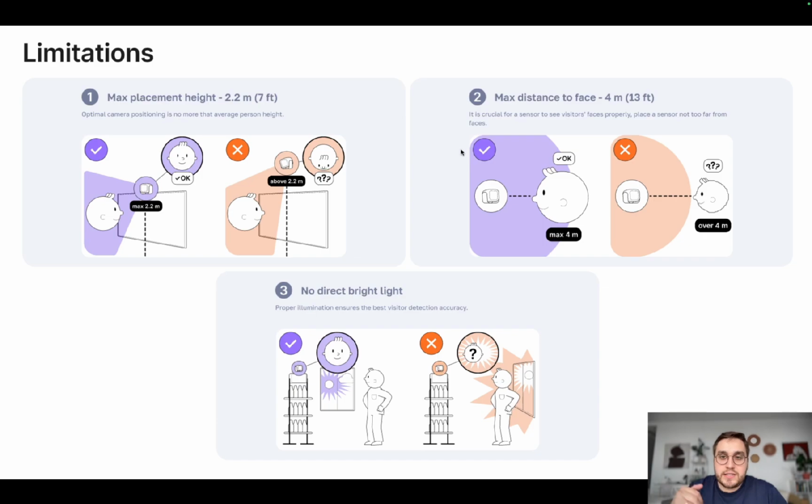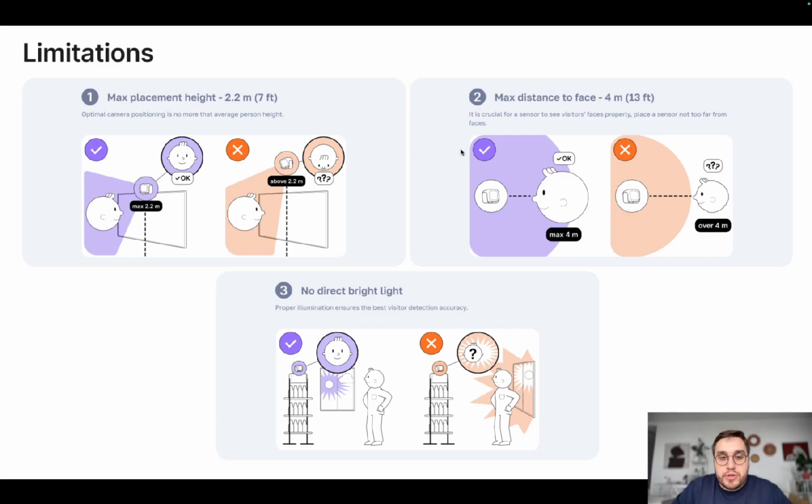Then distance to face, it's the same one. If a face is too small, too far away from the sensor, the algorithm won't be able to understand that there is a face and will not be able to understand its features. So we recommend having a maximum distance of 4 meters. And I will show you examples why it's important later.